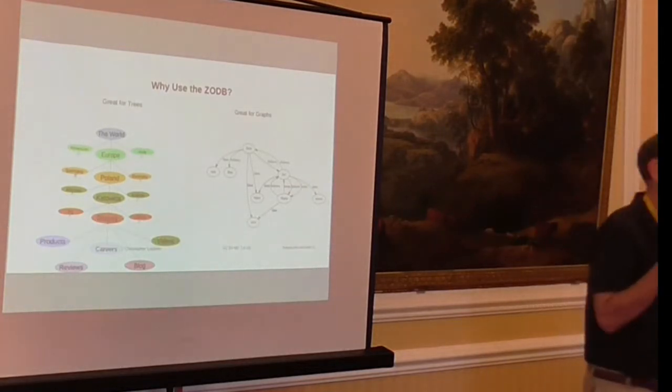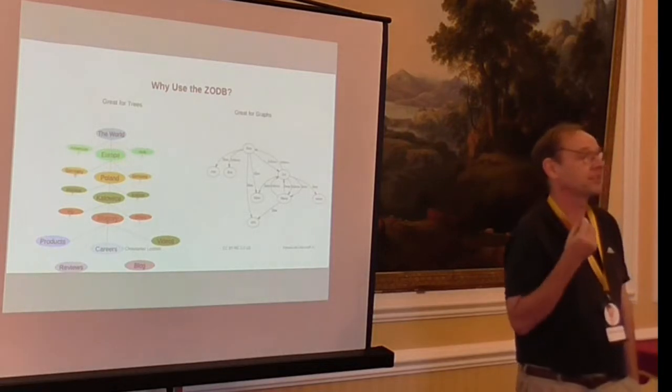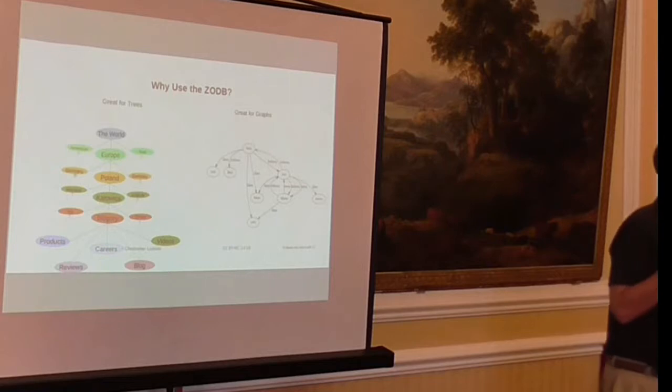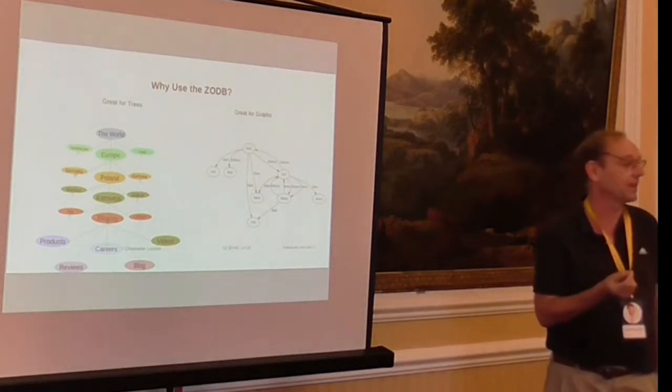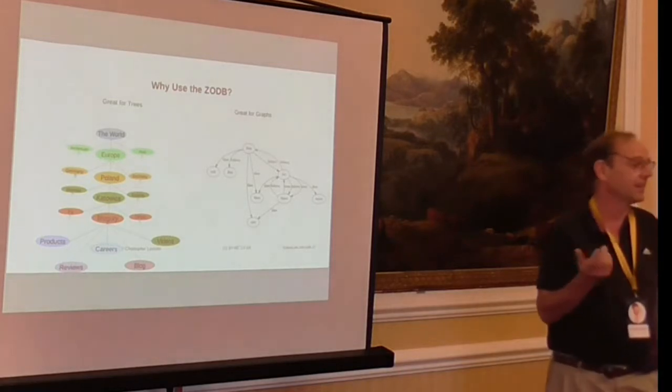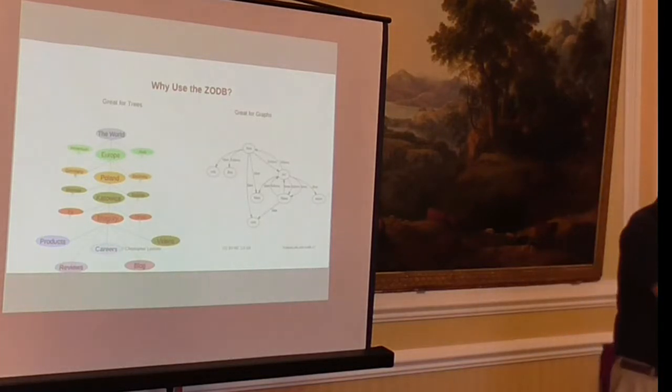And the answer is, if you're doing applications which are based on trees or applications which are based on graphs, ZODB makes it really easy to build these applications. So if you're doing network security or social graphs or something, this and Neo4j, they're like graph databases.